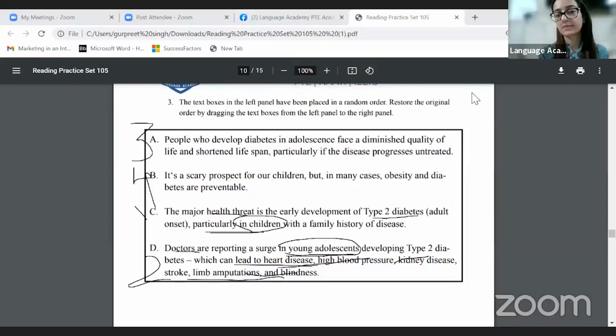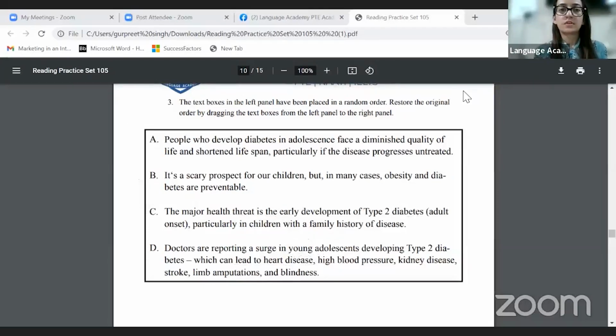Who is this? Shivali, very well done. Shivali, you have improved on reorders. Very good.